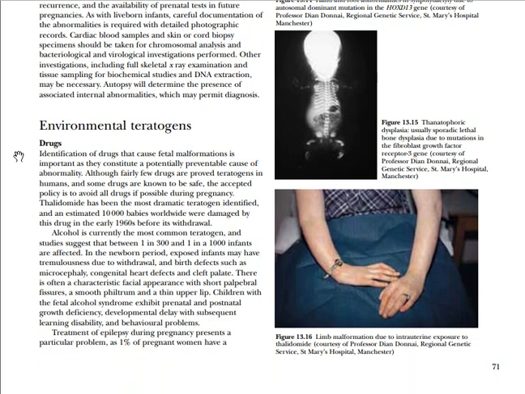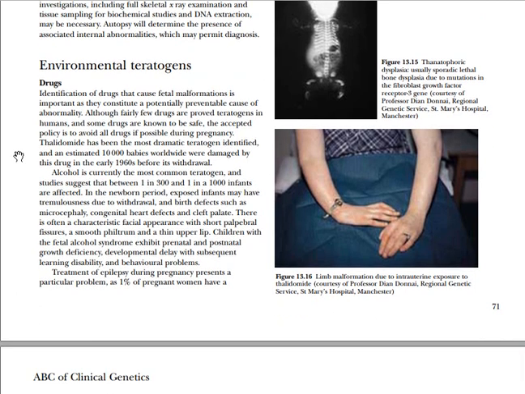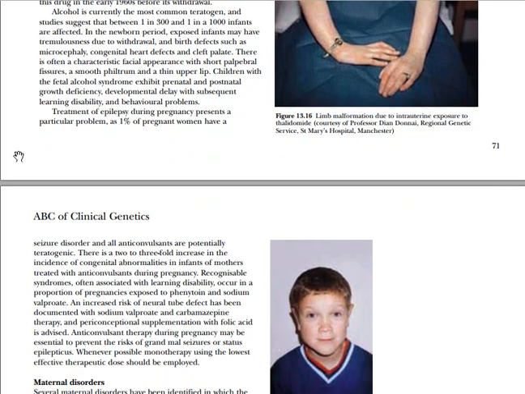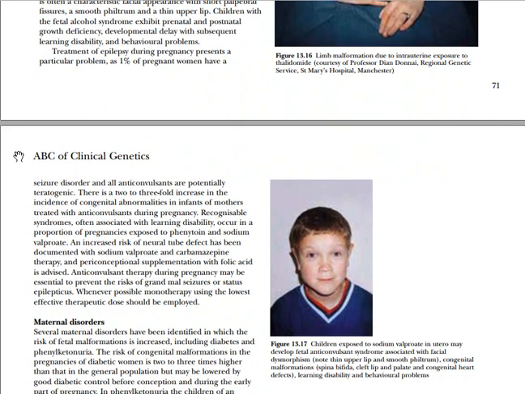So, environmental teratogens. What are some examples of environmental teratogens? Environmental teratogens can consist of drugs. Is it clear? So we have drugs like thalidomide, which causes amelia and phocomelia, so it causes amelias, phocomelias, and all that. We have alcohol, which also causes fetal alcohol syndrome. We have treatment of epilepsy, which causes epileptic medication syndrome.